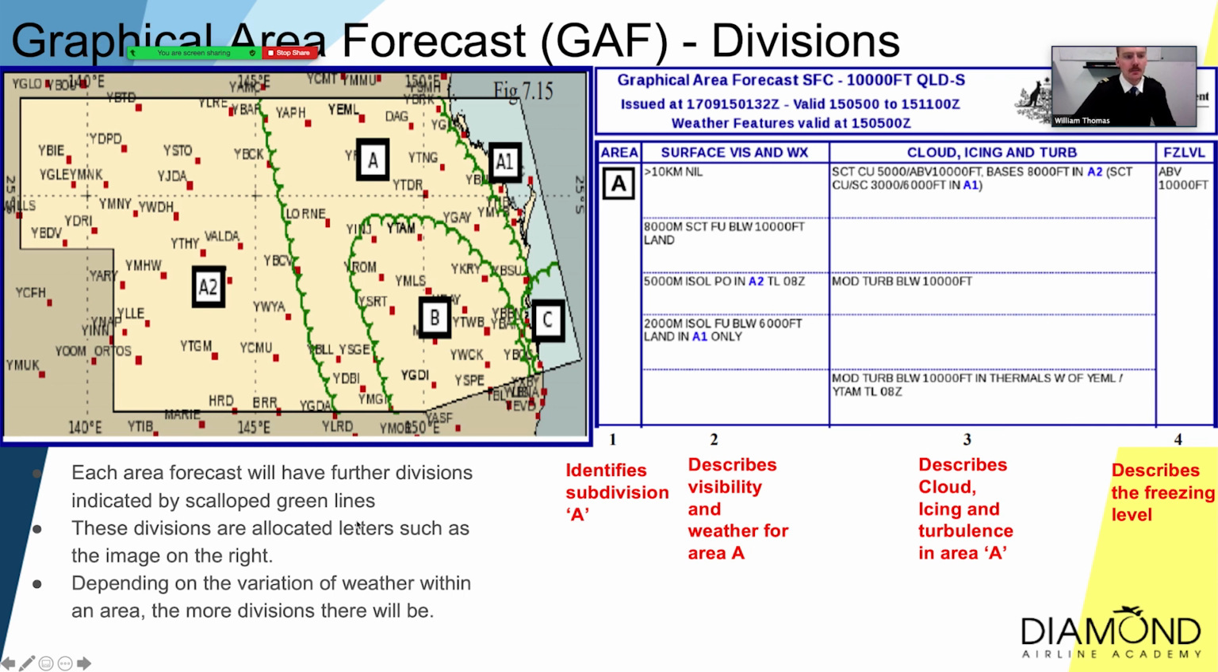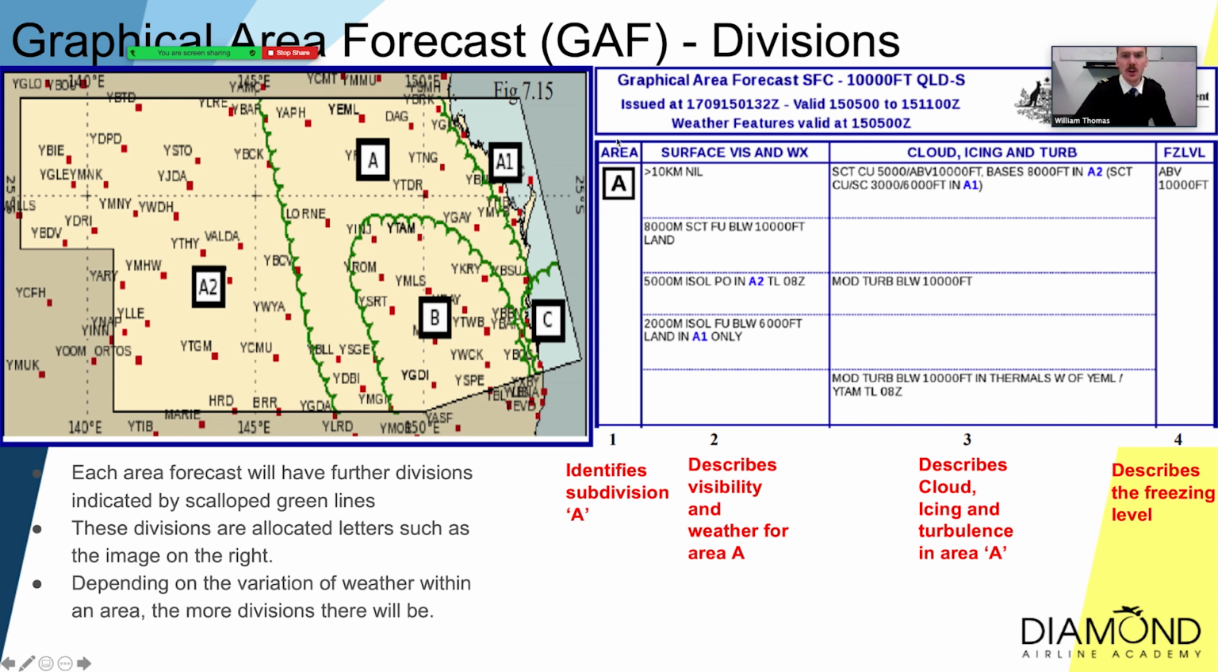All right, so each area, as I mentioned, forecast will have further divisions indicated by scalloped green lines. These divisions are allocated letters, such as the image above. Depending on the variation of weather within the area, the more divisions there will be. Sometimes you might just see area A and area B. Sometimes A, B, and C, and maybe A, A1, A2, B, and C, such as in this case.